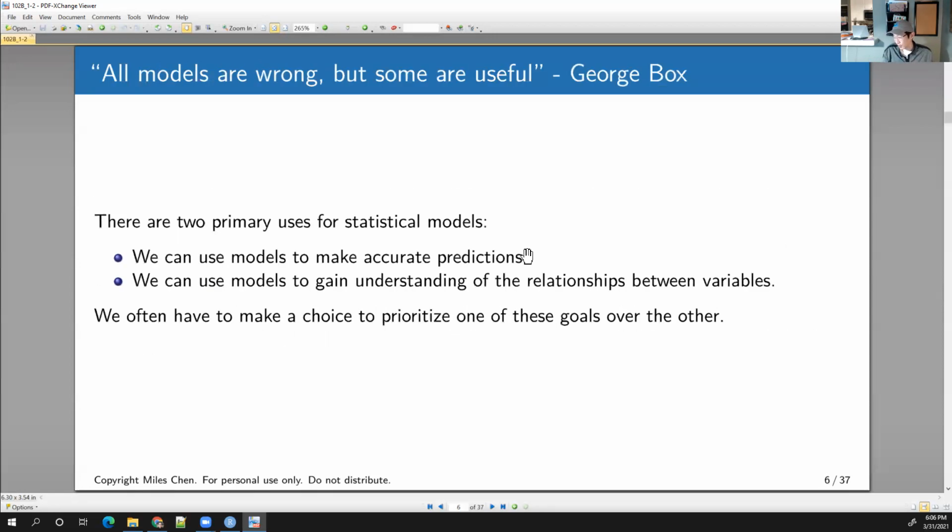Okay. There's a famous quote: "All models are wrong, but some are useful," by George Box. Okay.